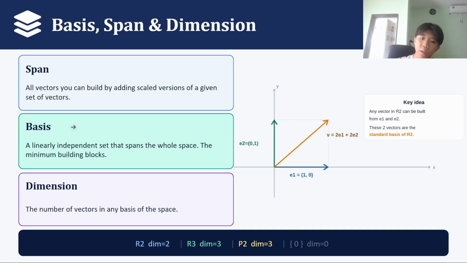Next, looking at the diagram here, E1 and E2 form a basis for V because every vector in V is a linear combination of both E1 and E2. And next we have the dimension, which is just the number of vectors in a basis of a space. In this case, V has a dimension of 2 because it contains 2 basis vectors.